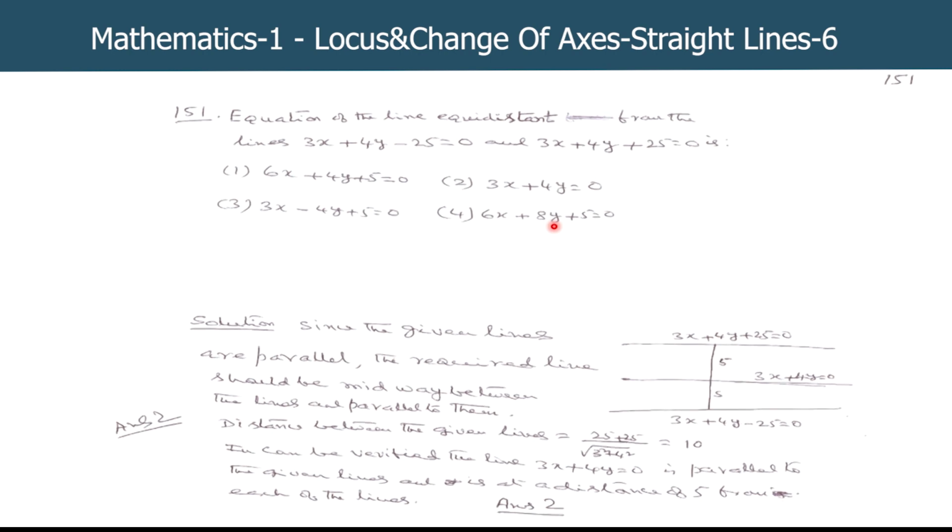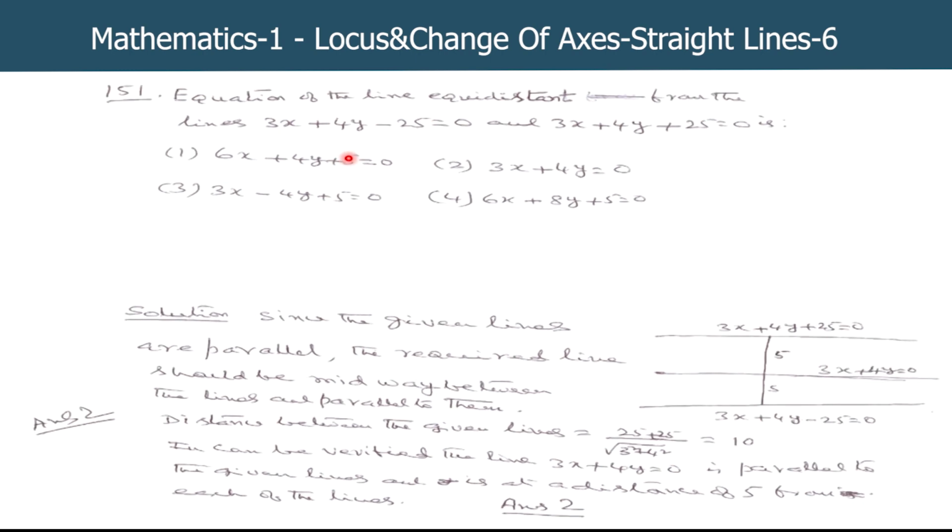Now, the equation of the line equidistant from these two lines means it must lie in between the two given lines, at a distance half of the distance between the original lines from each of them. That means the line midway between the two given lines, at a distance of 5 units from both the lines. So, the distance between the given lines is 10, and it can be verified that the line 3x plus 4y equal to 0 is parallel to the given lines and is at a distance of 5 from each of the lines. Here you can check, just verify.